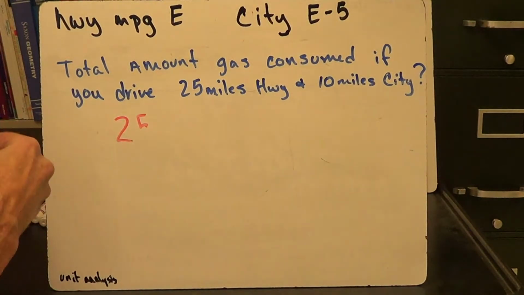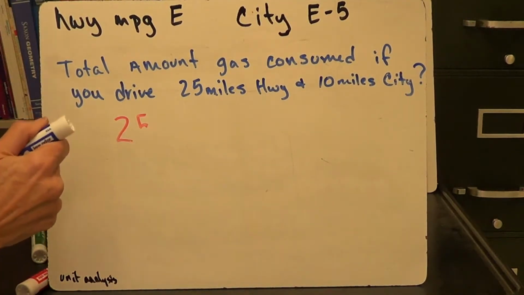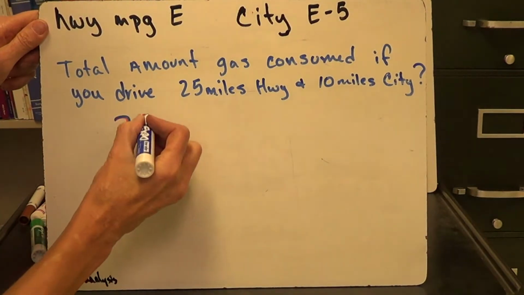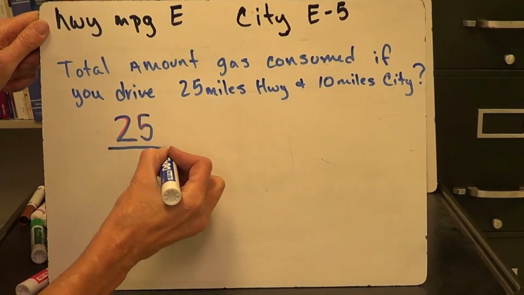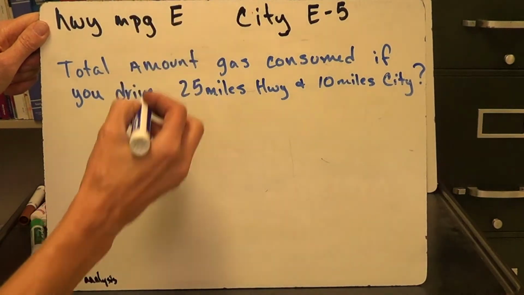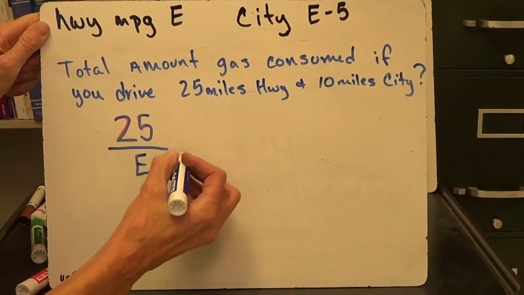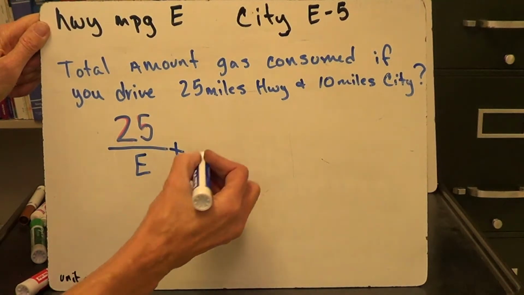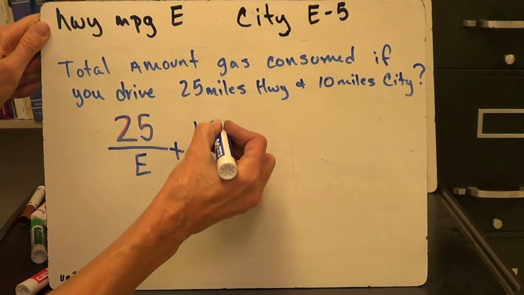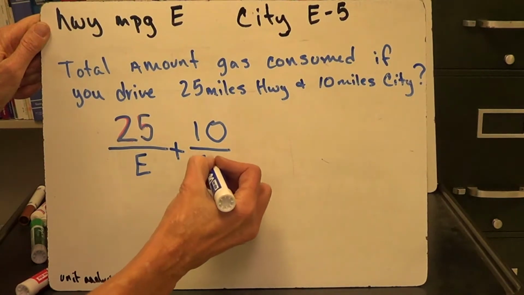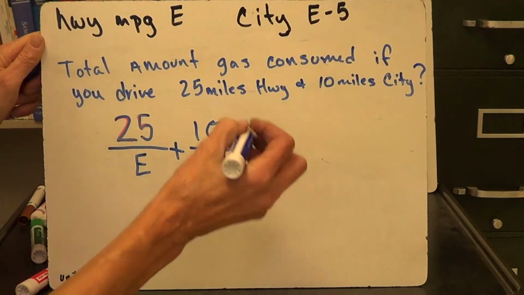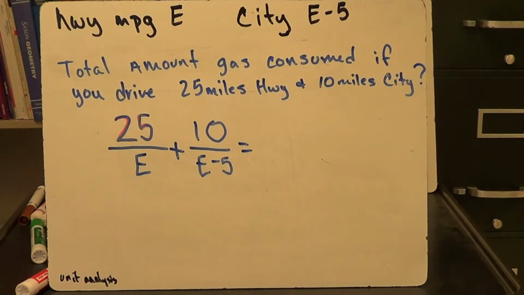So the way that we would do this is we say 25, oh, I don't like using red. Sorry. We'll go 25 miles on the highway. Our fuel efficiency is E. And then we're going to also be driving 10 miles in the city. So we're putting them together. And that would be E minus 5. So to get our total amount of gas consumed, we would just add together our miles divided by miles per gallon.